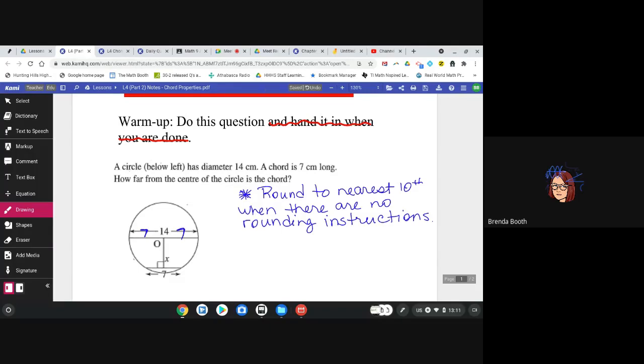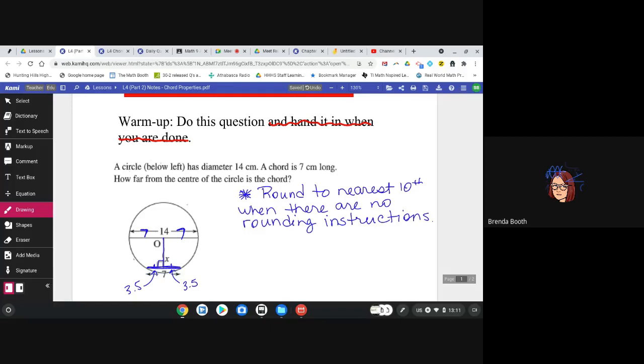We've got a chord that is 7 centimeters long. And if you look at how this diagram is given, the line from the center is making a right angle with this chord. So what I know about that chord is that it is bisected, which means it's cut into 2 equal parts. So each one of those little line segments is going to be 3.5. So there's step 1. Get as detailed as you can, writing on as much information as you can.